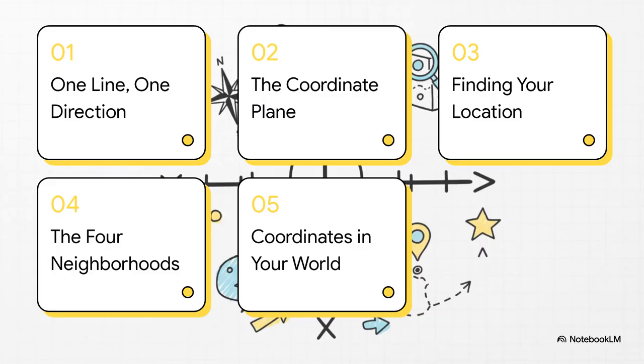All right, so here's the plan for today. First step, we're going to start super simple with just one line. Easy enough, right? Then we'll see what happens when we add a second line to create something called a coordinate plane. After that, you'll learn the secret to finding any location on it. We'll even check out its 4 special neighborhoods. And to wrap it all up, we'll see how this stuff is used all around you in the real world. So let's get started with step 1.